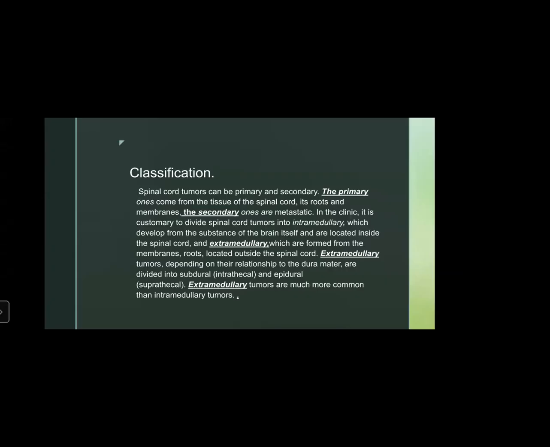About the classification, spinal cord tumors can be primary and secondary. The primary ones come from the tissue of the spinal cord, its roots and membrane. The secondary ones are metastatic. In the clinic, it is customary to divide spinal cord tumors into intramedullary, which develop from the substance of the spinal cord itself and are located inside it, and extramedullary, which are formed from the membrane and roots located outside the spinal cord. Extramedullary tumors, depending on their relationship to the dura mater, are divided into subdural and epidural. Extramedullary tumors are much more common than intramedullary tumors.